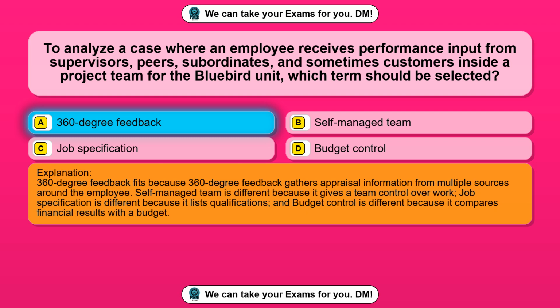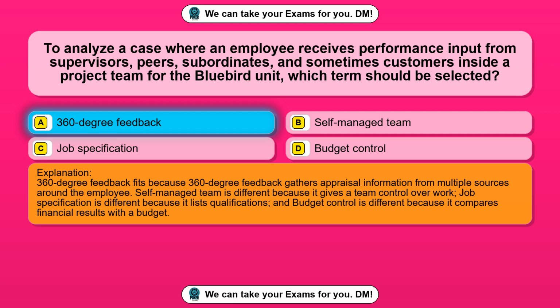360-degree feedback fits because 360-degree feedback gathers appraisal information from multiple sources around the employee. Self-managed team is different because it gives a team control over work. Job specification is different because it lists qualifications, and budget control is different because it compares financial results with a budget.